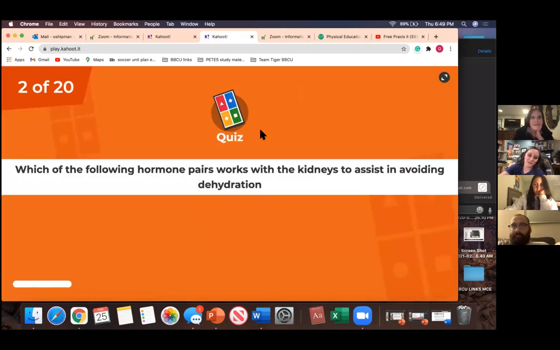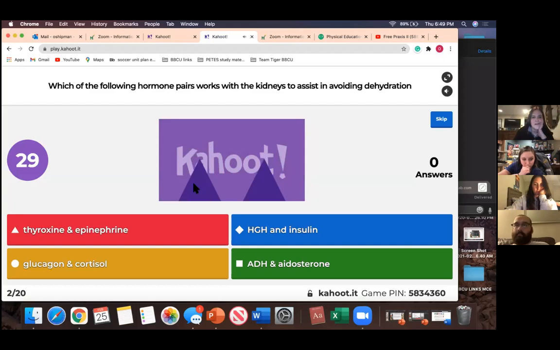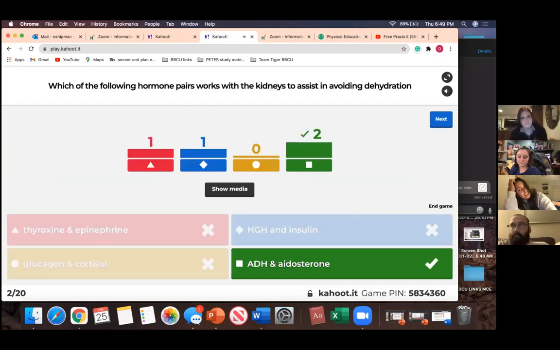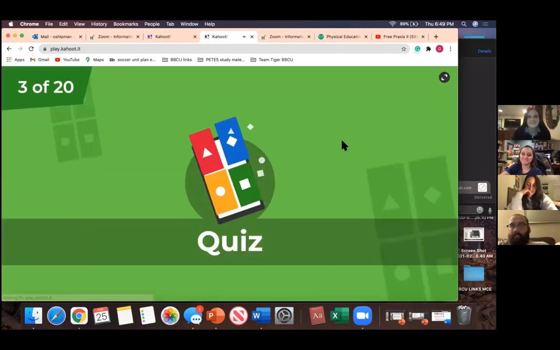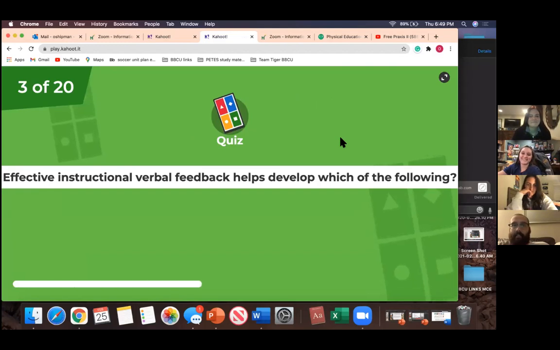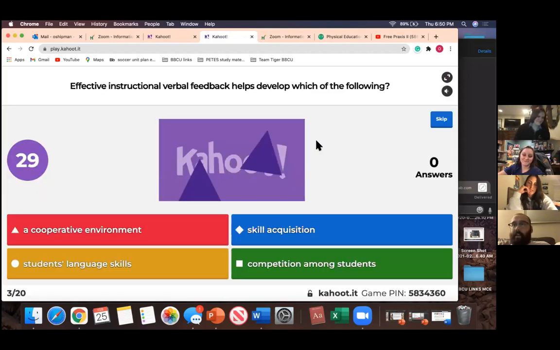Which of the following hormone pairs works with the kidneys to assist in avoiding dehydration? Thyroxine and epinephrine, glucagon and cortisol, ADH and aldosterone, HGH and insulin. That was not my best. I'm really surprised I got that one right. I got you with the odd numbers there, Olivia. Effective instructional verbal feedback helps develop which of the following: a cooperative environment, skill acquisition, student language skills, competition among students.